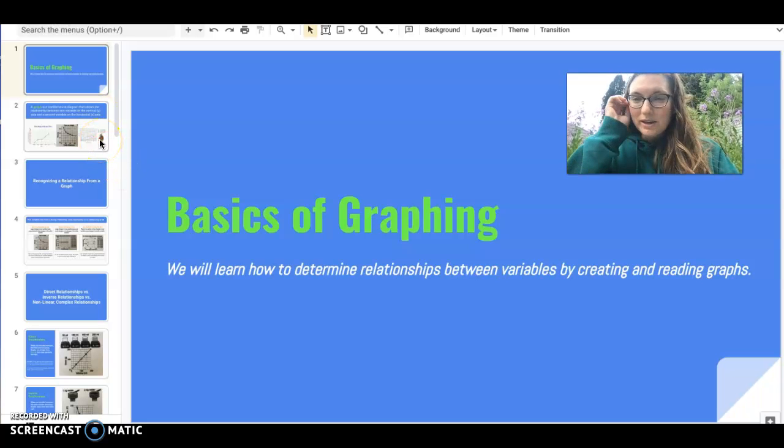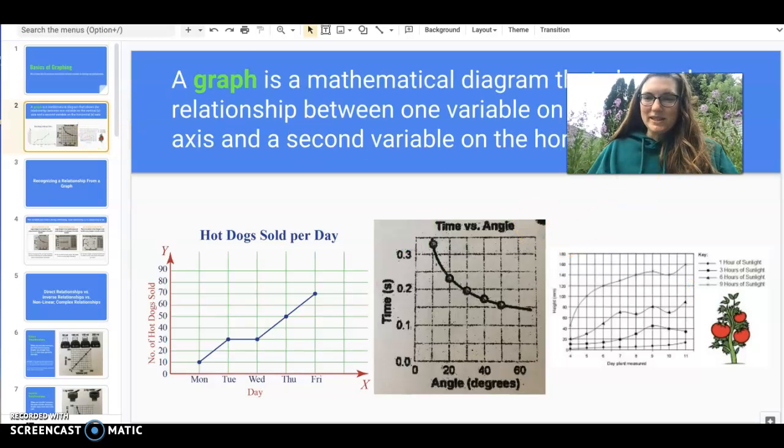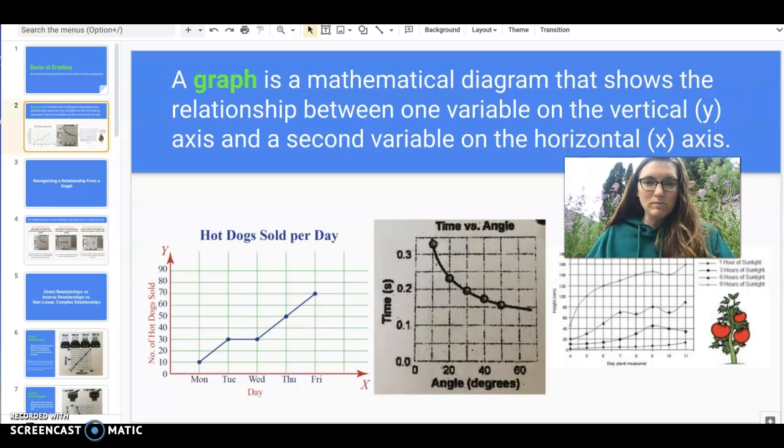So the first unit we did in physics this semester, I forgot what we called it, but now we're calling it the basics of graphing, because that's really what it is. How to determine relationships between variables by creating and reading graphs. The definition of a graph is a mathematical diagram that shows the relationship between one variable on the vertical axis and a second variable on the horizontal axis.